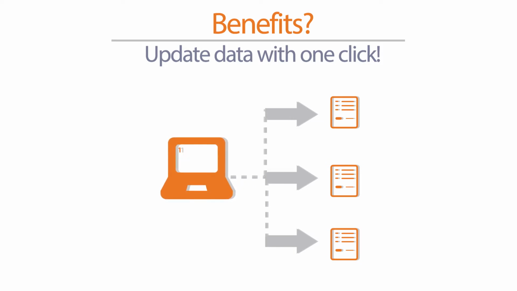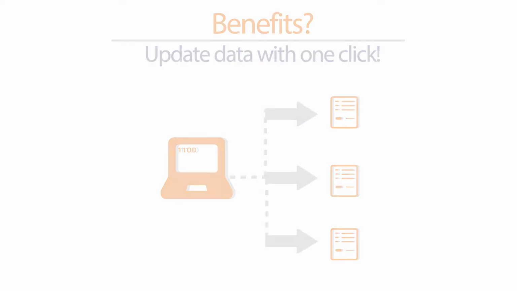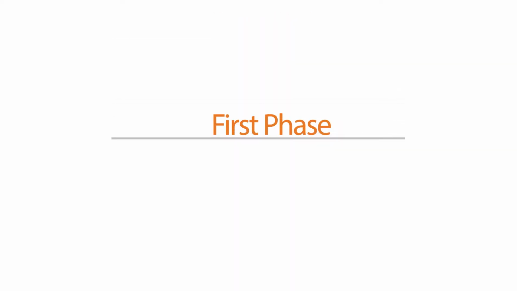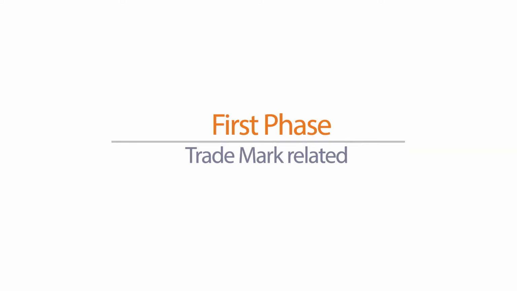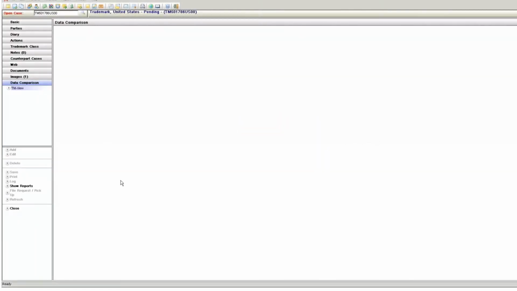Correcting data is as simple as clicking an update button, which will replace your incorrect data with that of the TMview. In this first phase of integration, Patricia will support any trademark-related case types. It is against these case types that we can import and compare bibliographic data. Take note that right now this is limited to only published records. So where can the TMview data comparison be found?